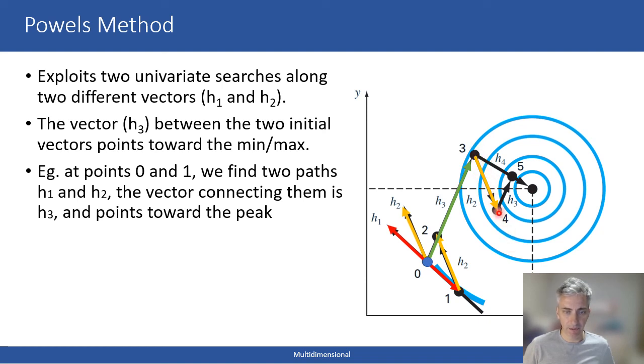And once we find that peak, we use the previous vector, which is h3, and scan in that direction, do a univariate search. And those 2 vectors combined give a new direction, which we call h4. And h4 is now pointing towards the peak. This is a very efficient method, especially for quadratic problems, and scales very efficiently.